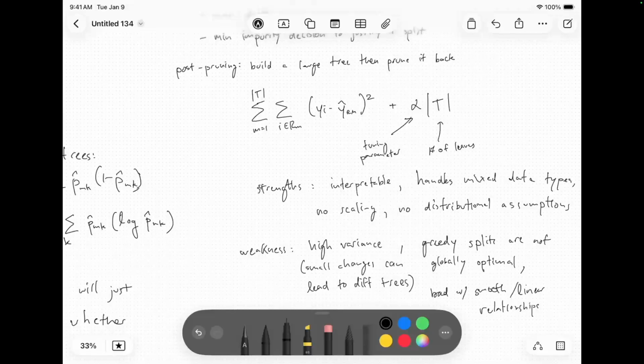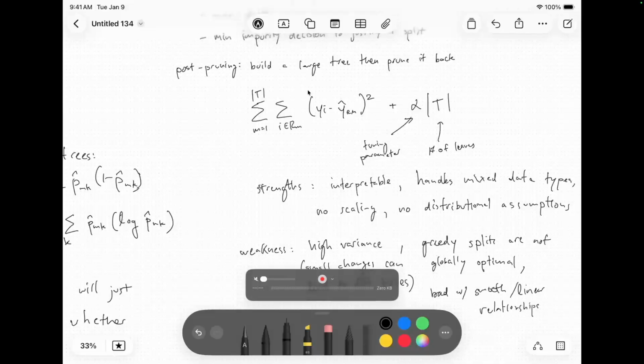Questions about this? All right. So let's take a look at implementing this in R.